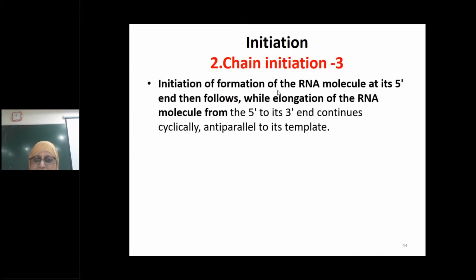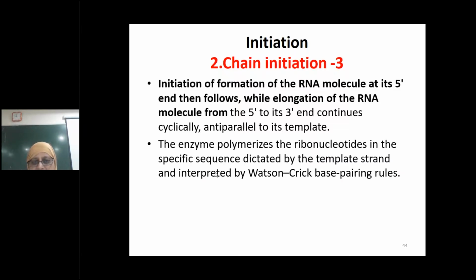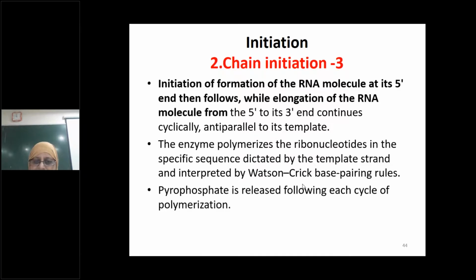So initiation of the formation of the RNA molecule at its 5' end is followed by elongation of the molecule from 5' to its 3' end, which continues cyclically, antiparallel to its template. The enzyme polymerizes the ribonucleotides in the specific sequence dictated by the template strand and interpreted by the Watson-Crick base pairing rules. Pyrophosphate is always released when a phosphodiester bond is formed.